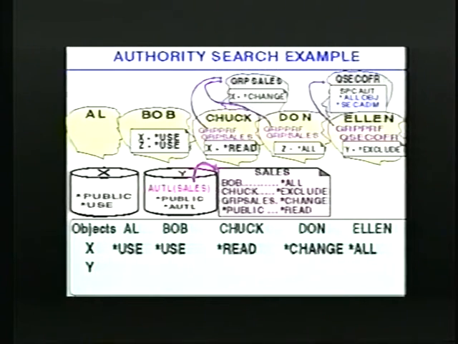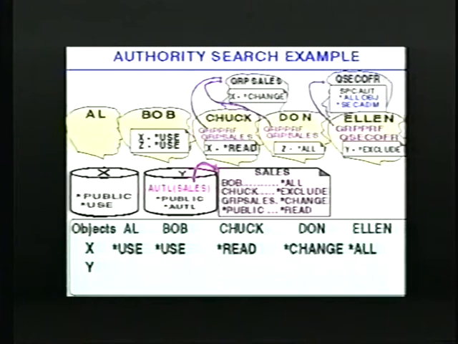For Don, let's spend just a minute and see how Don works. First, we're going to look at Don's user profile. Does Don have all object? No. Is Don authorized to the object? Does Don appear on the authorization list? No. Does Don have a group? Yes. Does Don's group have all object? No. Is Don's group authorized to the object? No. Does Don's group profile, group sales, appear on the authorization list? Yes. So Don's authority is change for object Y from the group sales entry on the authorization list.